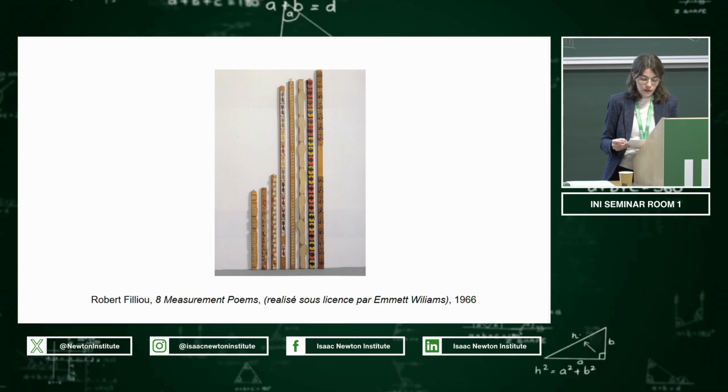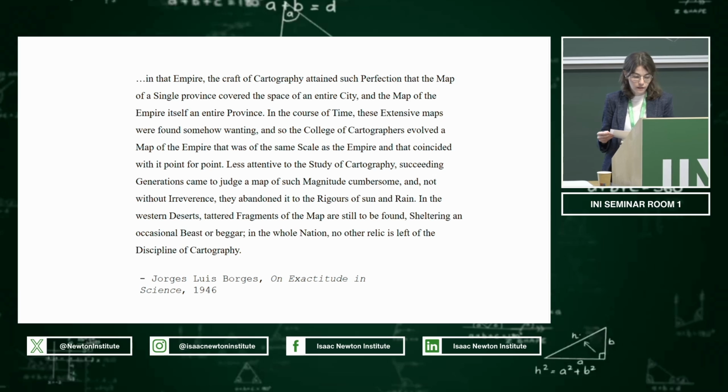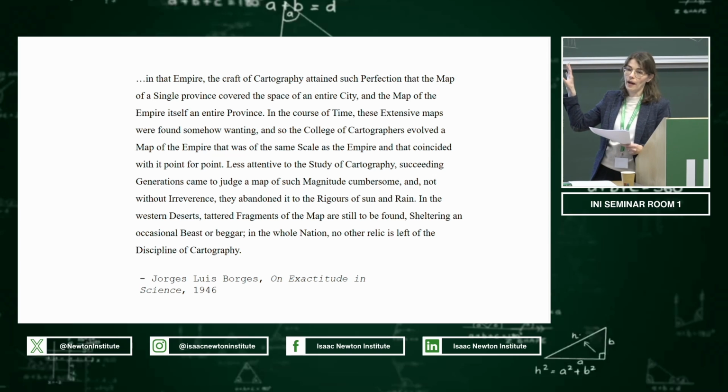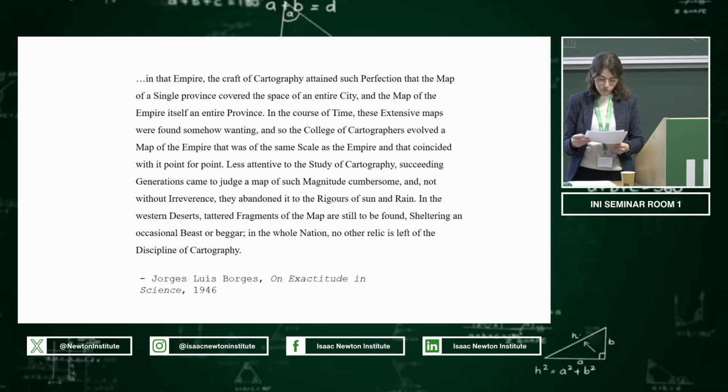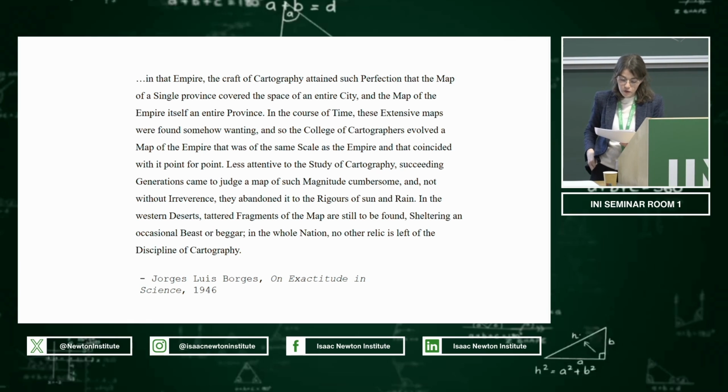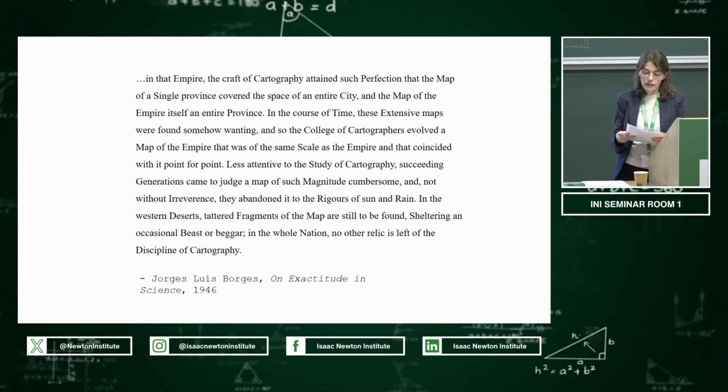And as an example of this condition, Baudrillard quotes a short fable by the Spanish writer Jorge Luis Borges entitled Upon Exactitude in Science. I'll just read you the quote because this paragraph is the whole text. He says, "In that empire, the craft of cartography attained such perfection that the map of a single province covered the space of an entire city, and the map of the empire itself an entire province. In the course of time, these extensive maps were found somehow wanting, and so the College of Cartographers evolved a map of the empire that was of the same scale as the empire, and that coincided with it point for point.